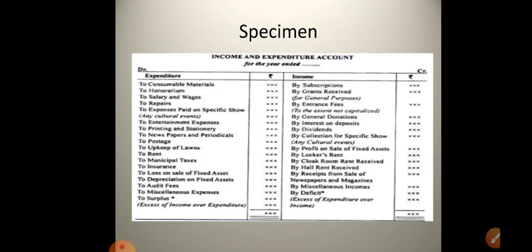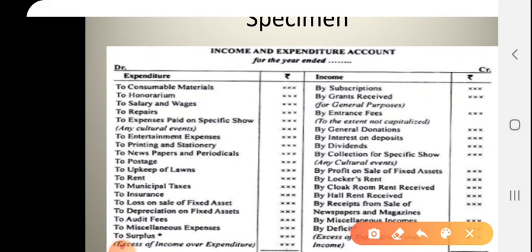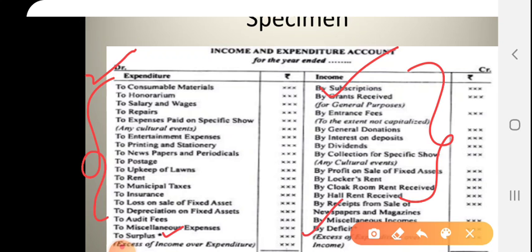Now if you see the specimen here, which side contains expenditure and which side income? Expenditure is debit and incomes are credit. All the expenditures are written on the debit side, that is the expenditure side, left hand side, and all incomes are written on the credit side, that is the income side. And the difference is known here as surplus or deficit.